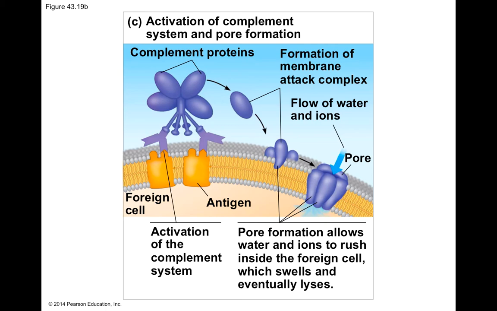the innate immunity video. Here we have antibodies binding to antigens on a pathogen. This brings in the complement system, which will cause destruction of the pathogen by poking holes in its membrane, causing water and ions to rush in, swell up, and burst.